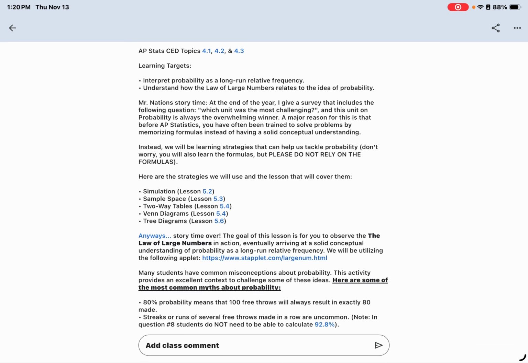What we're doing today, as you can see, is interpret probability as a long-run relative frequency and understand how the law of large numbers relates to the idea of probability.